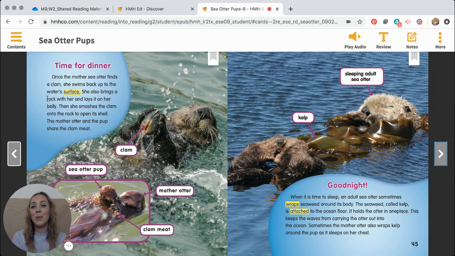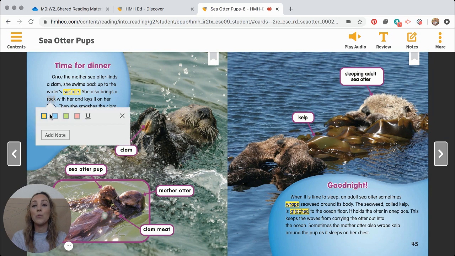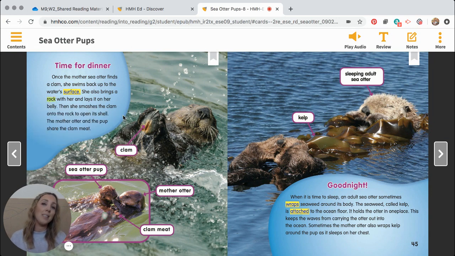If you circled the word rock, you are correct. Sea otters use rocks to help them crack open those shells so they can get the food they need to survive. Excellent. Here in the photograph, we see more labels.